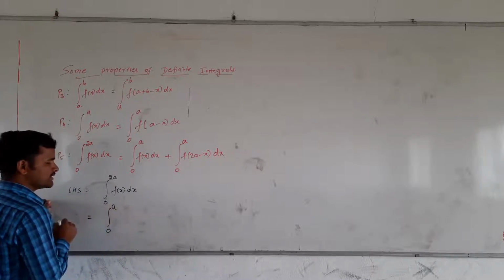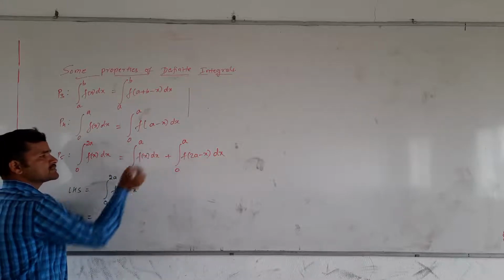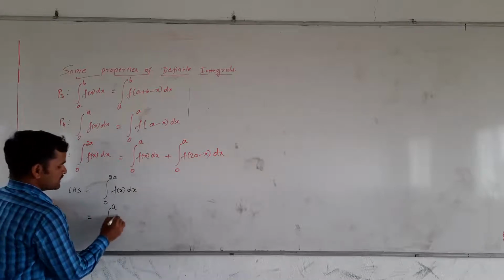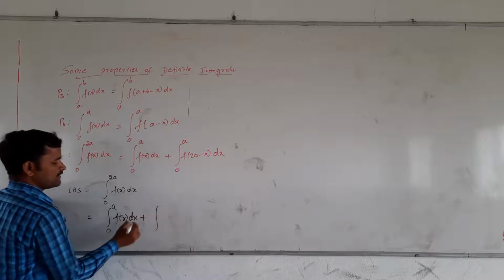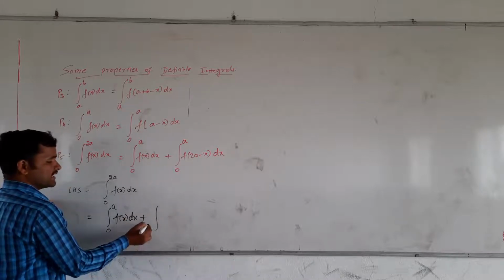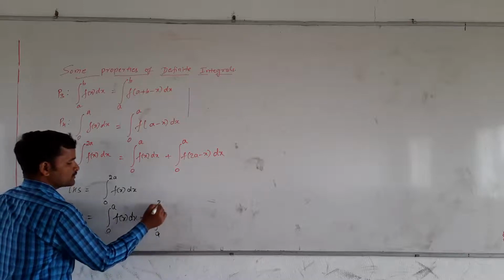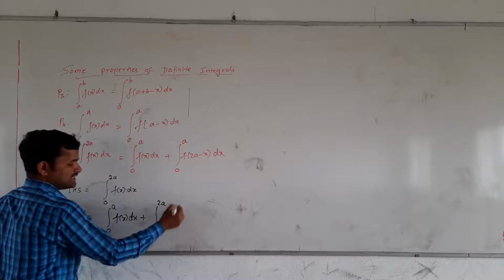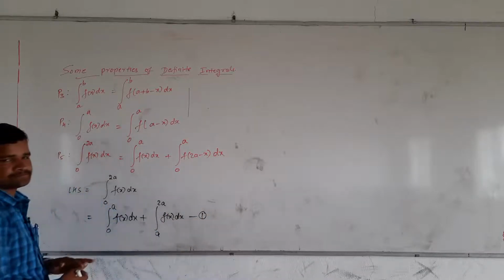And why are you taking only 0 to a? You can think, in the RHS you see 0 to a, 0 to a is there. So that's why you split it like 0 to a. 0 to a f of x into dx plus, next, a to 2a f of x into dx. Let me name this as equation 1 here.